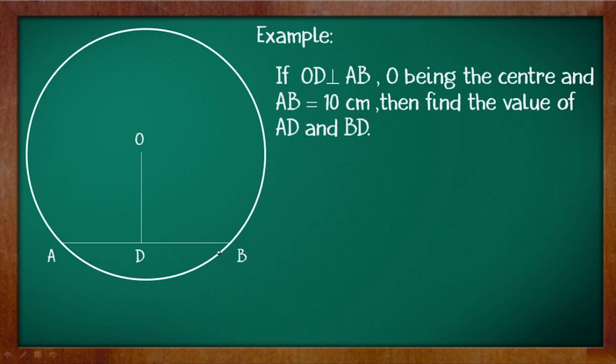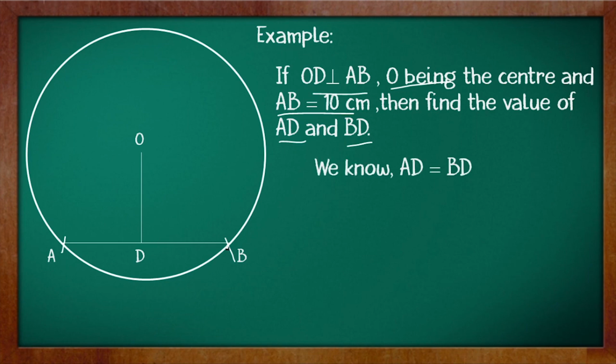Now let's take an example to understand what exactly this theorem is trying to say. So if OD is perpendicular to AB and O is the center of the circle, and AB, this line segment from A to B, is given as 10 centimeter, then find the value of AD and BD. Okay, we need to find what is AD and BD. So now we know that AD is equal to BD, because OD is perpendicular to AB and this line segment is drawn from the center of the circle, that means it will bisect the chord. That means AD will be equal to BD.